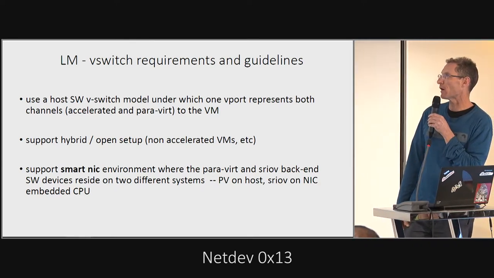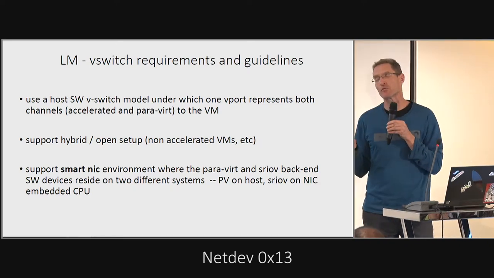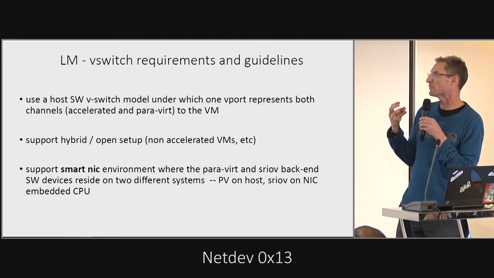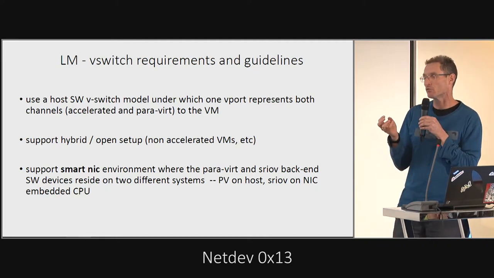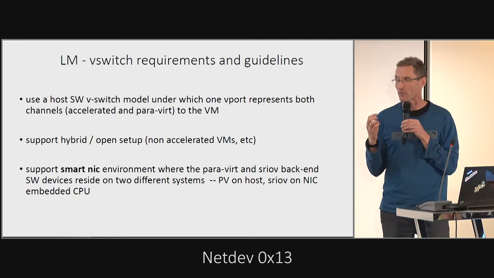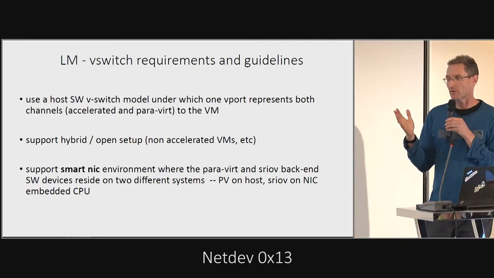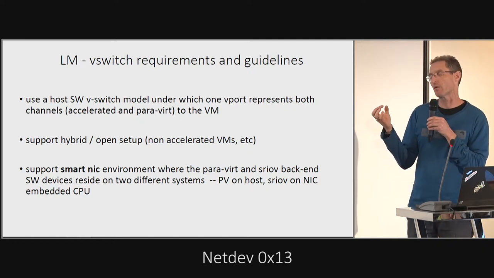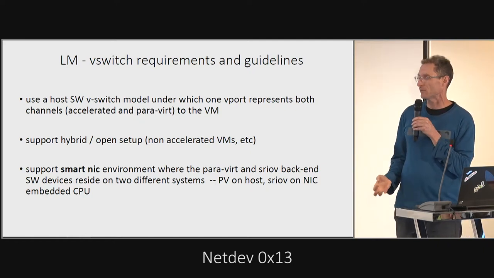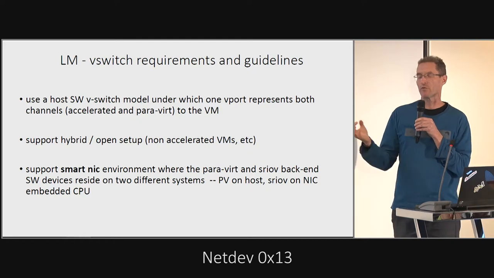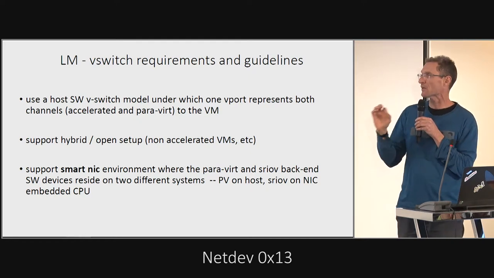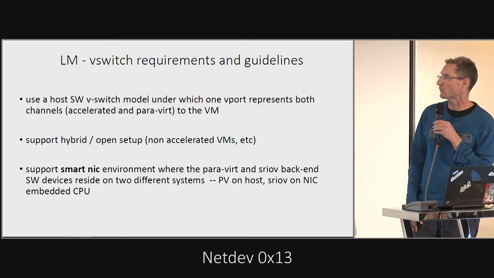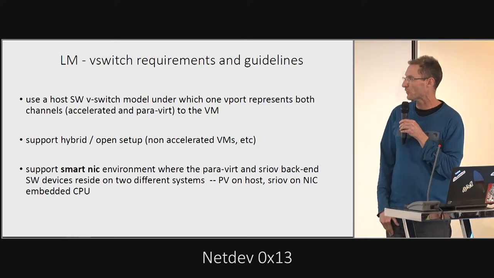We want to use a model where one port represents the VM, because the VM is a compute entity. We didn't want the switch model on the hypervisor to be aware that there are two paths into this VM. So we wanted the switch component, for instance OVS, to be unmodified. We wanted it to see a single port that represents the VM, even though there are two ways to go into the VM. We wanted to support a hybrid setup.